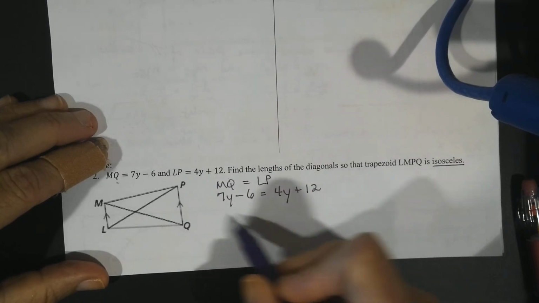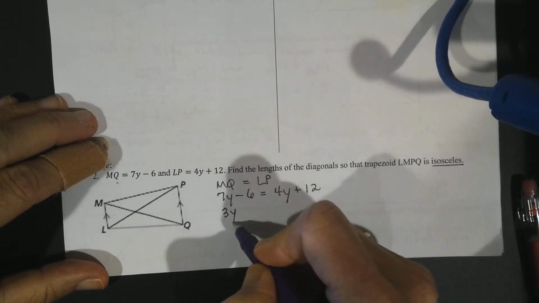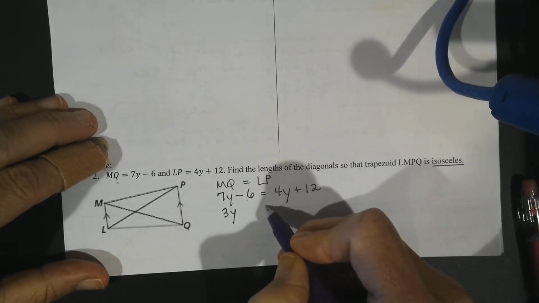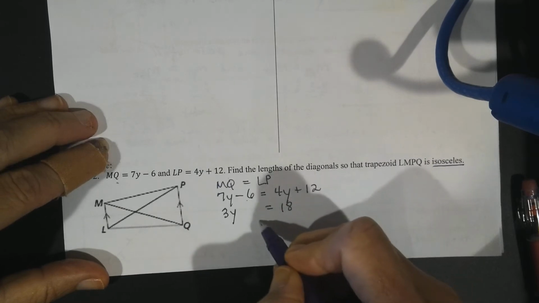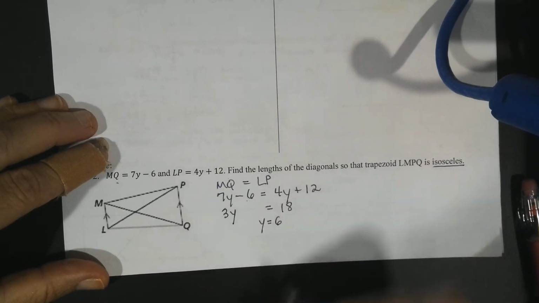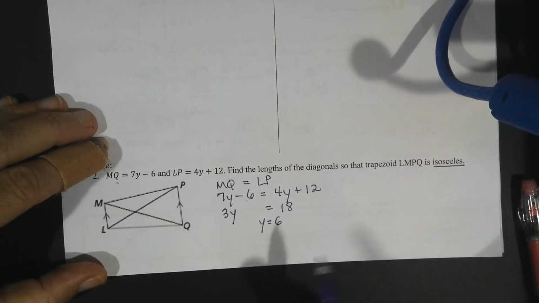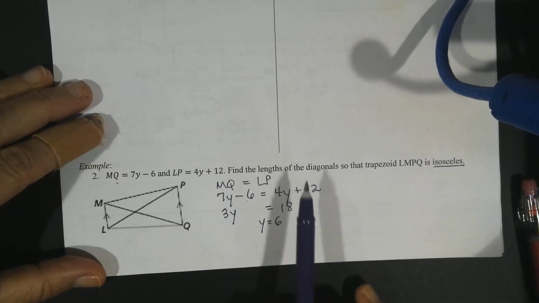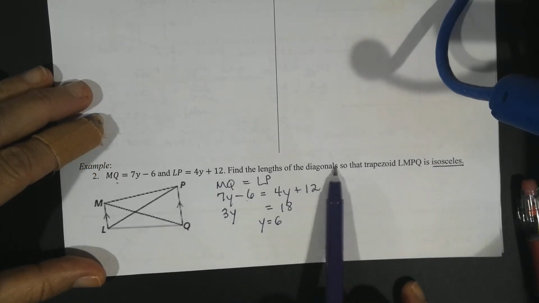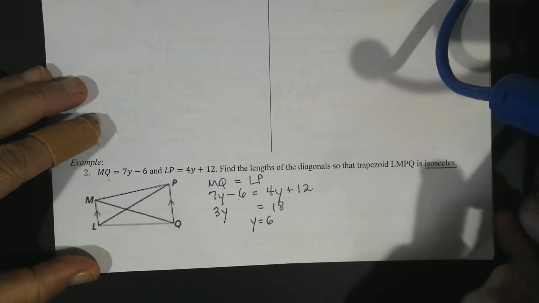And you subtract 4y from both sides. So we'll get 3y here. I'm going to add 6 to both sides. And I'll get 18 here. And I'll divide both sides to get y equals 6. Have I answered the question? Find the lengths of the diagonals. No, I still have to keep going one more step.